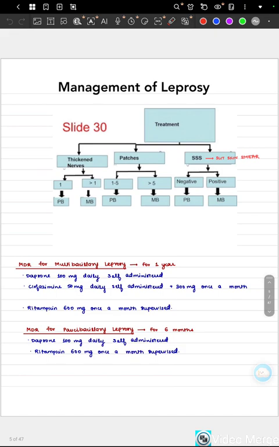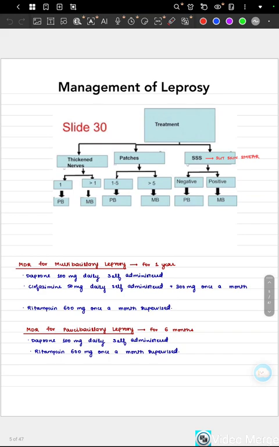Here it consists of rifampicin 600 mg once a month supervised. Then dapsone 100 mg should be taken daily, self-administered. And clofazimine. Clofazimine 50 mg is to be self-administered daily, and there is 300 mg clofazimine that has to be taken along with rifampicin under supervision.